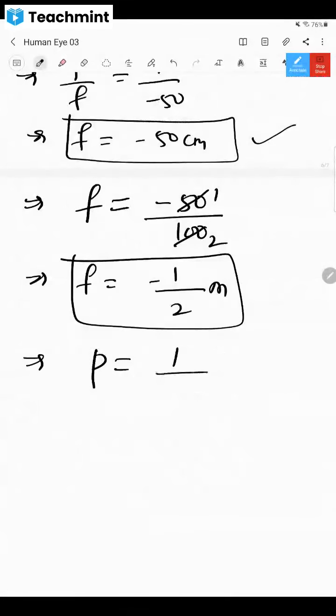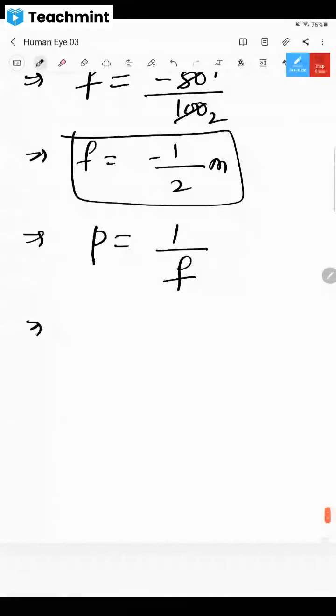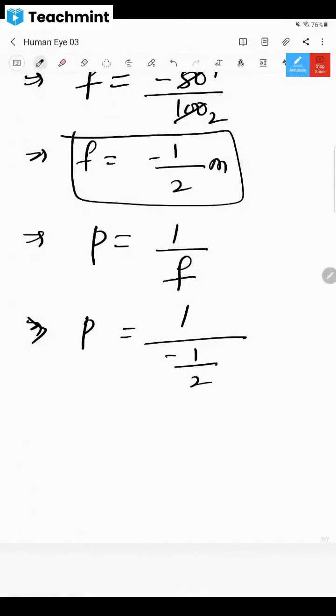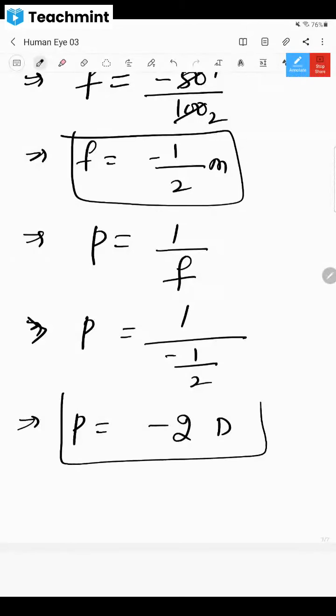Power is equal to 1 by F. So power is equal to 1 divided by F, which means minus 1 by 2. So power is equal to minus 2 diopter. So this is the power of the lens you should be using. Understood? Yes, sir.